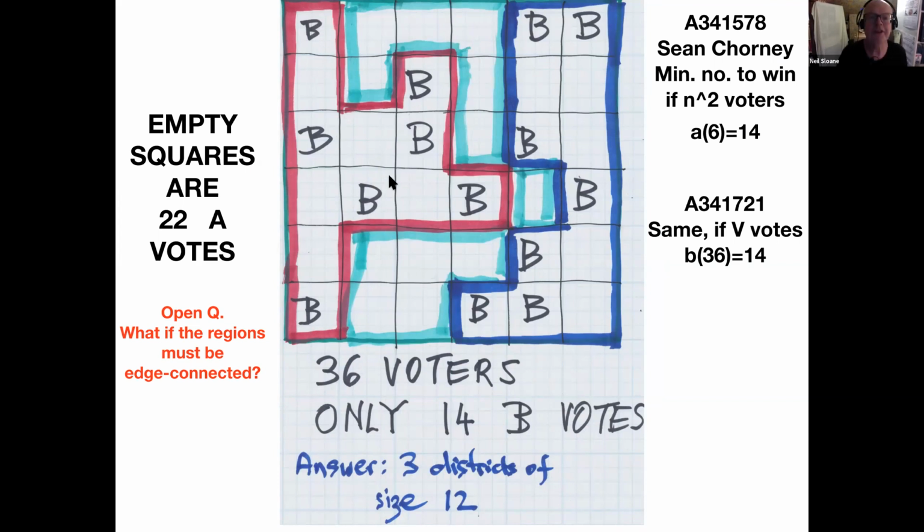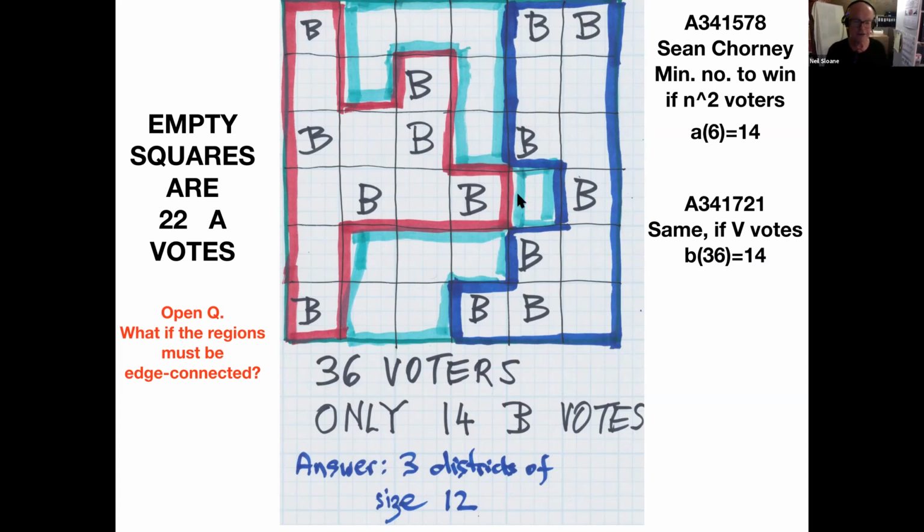We've divided up the 36 cells into 3 districts of 12. And by drawing the electoral districts like this, B gets 7 out of 12 here and wins this district, and the other district it gives up on, but it wins 2 out of the 3 districts, so it wins the election.